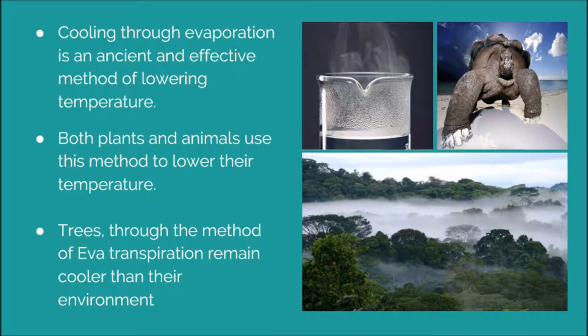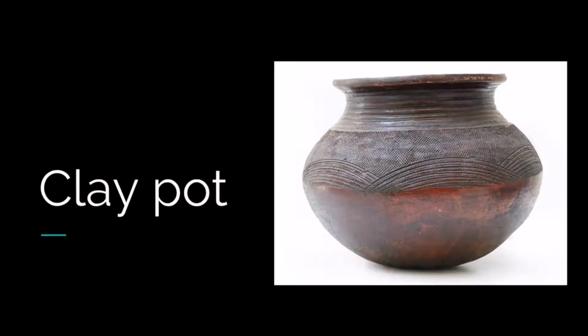Cooling through evaporation is an ancient and effective method of lowering temperature. Both plants and animals use this method to lower their temperature. Trees, through the method of evapotranspiration, also one kind of evaporation, remain cooler than their environment.